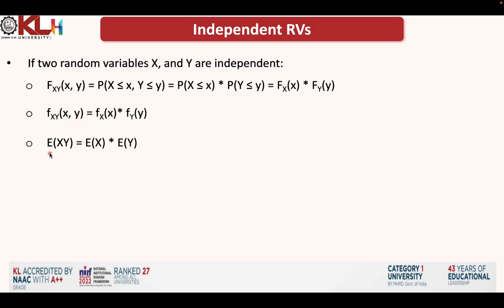The mean or expectation of the multiplication of the random variables XY when they are independent is equivalent to the product of the individual expectations. And if X and Y are independent, the variance of aX plus bY is written as a squared times variance of X plus b squared times variance of Y.